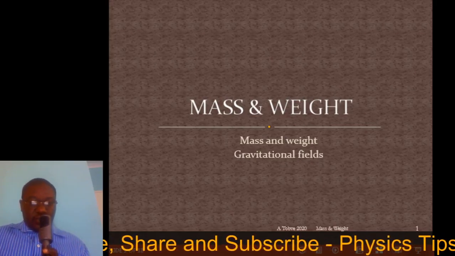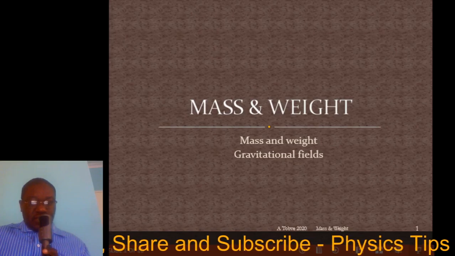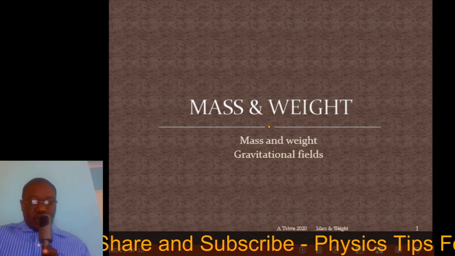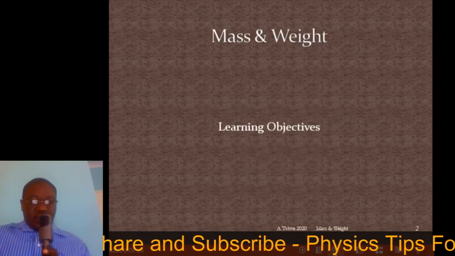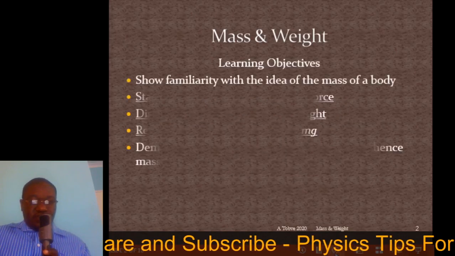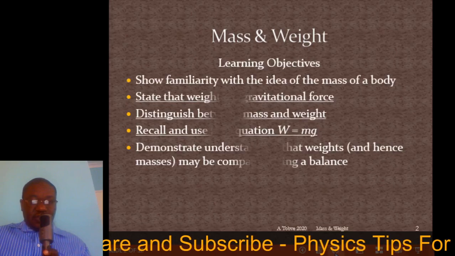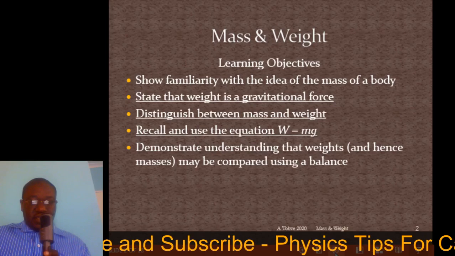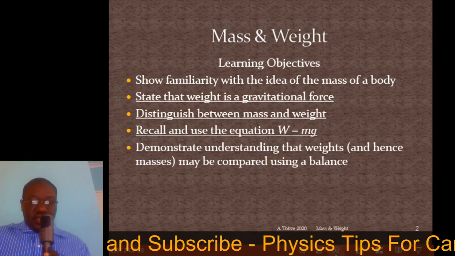Mass and weight. In this topic, we are going to look at mass and weight and gravitational fields. Now, the learning objectives. You need to show familiarity with the idea of the mass of a body. You need to state that weight is a gravitational force. Distinguish between mass and weight.